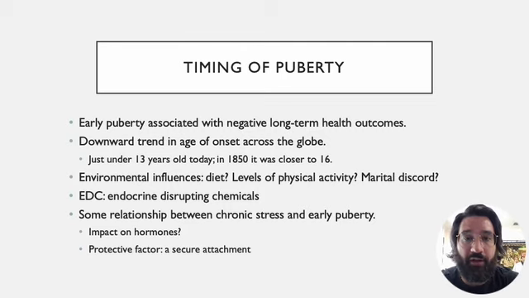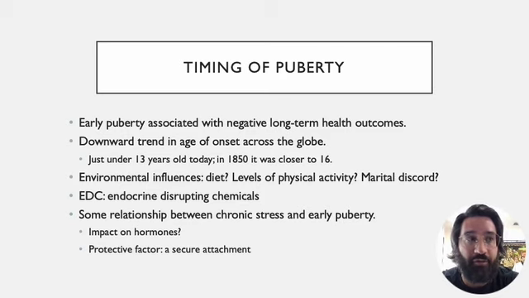And so the timing of puberty is actually important. Early puberty is associated with some negative long-term health outcomes. And we have observed a downward trend in age of onset of puberty across the globe. So not just in Western developed nations, but really across the globe, we've noticed a downward trend in the beginning of puberty. It's just under 13 years old today, roughly on average, when puberty typically begins. But if we go back in time and look at historical data, in the 19th century, in the 1850s, it was closer to 16. And that's a pretty significant age difference.